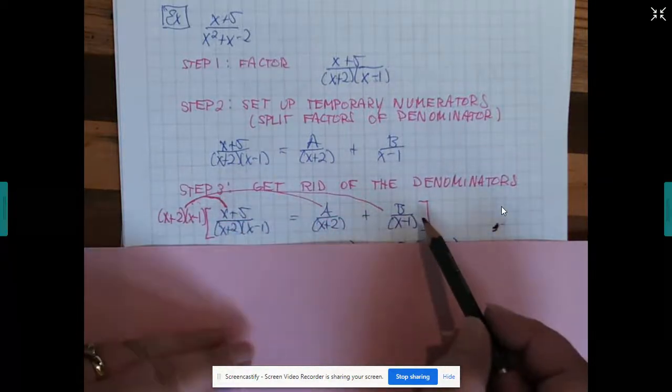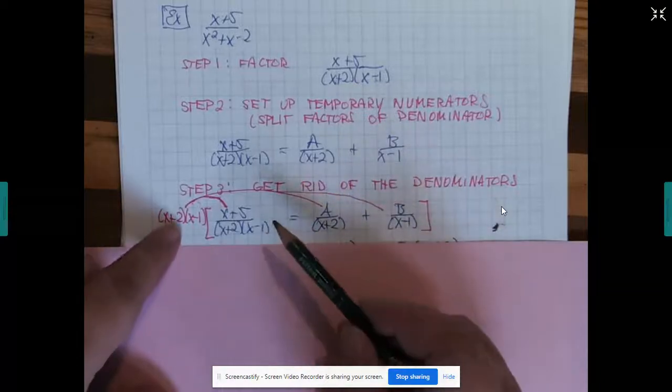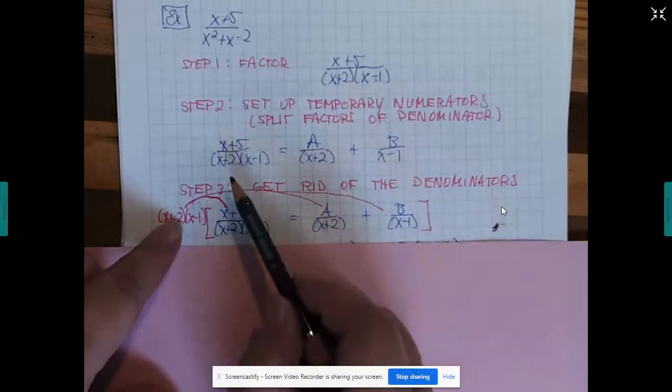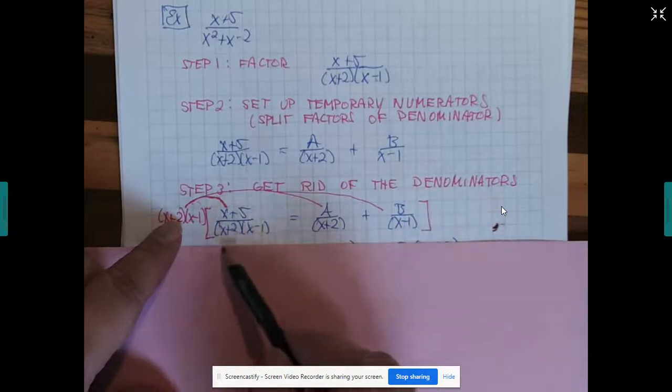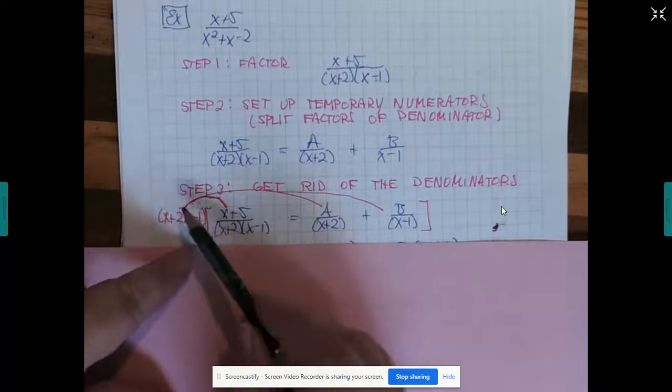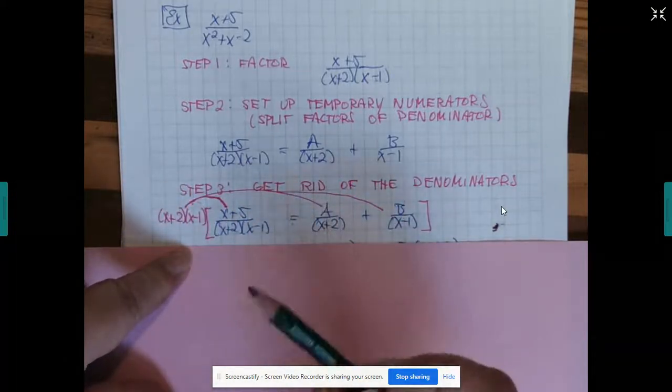Okay, now once you've got the temporary numerators, your third step is you want to try to get rid of the denominators, try to get rid of making it a fraction. So the way you do that is you multiply everything times the common denominator of all of these, which is usually the most complicated denominator over here. When you multiply that, you distribute it to each term because it's an equation.